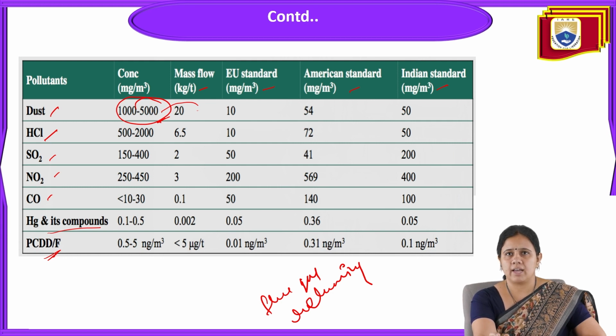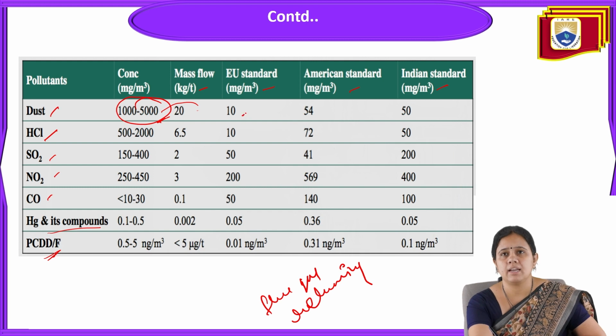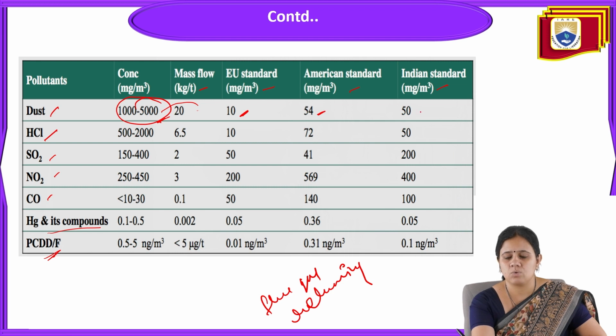As per the European Union, only 10 mg per cubic meter of dust is allowed. The American standard is higher, 54, and the Indian standard is 50. Next is HCl, with a mass flow of about 6.5. As per the European standard, the permissible limit is 10, 72 is the American standard, and 50 is the Indian standard.